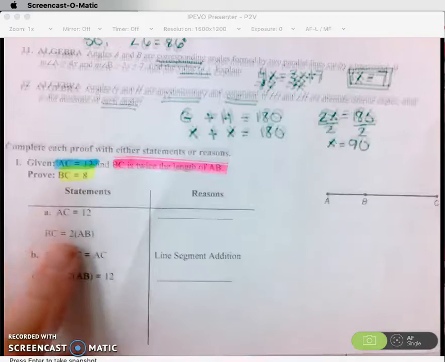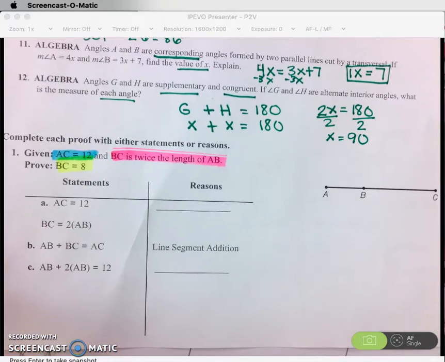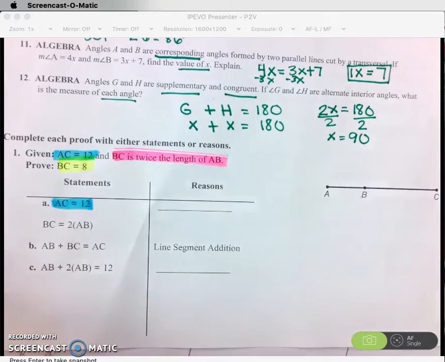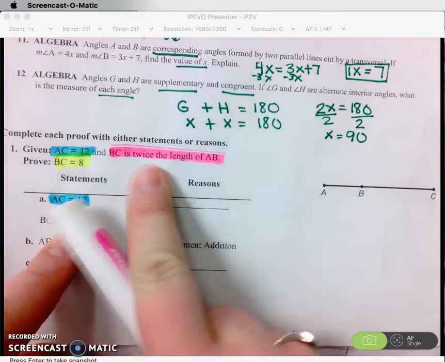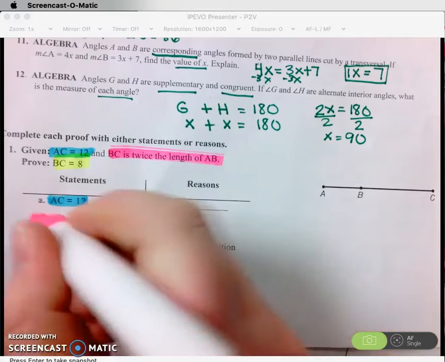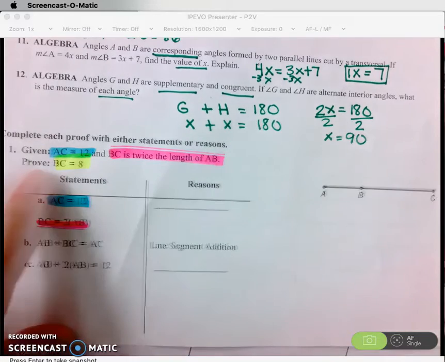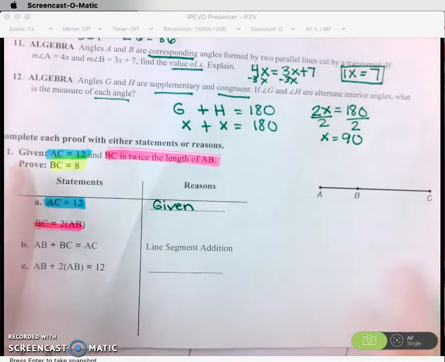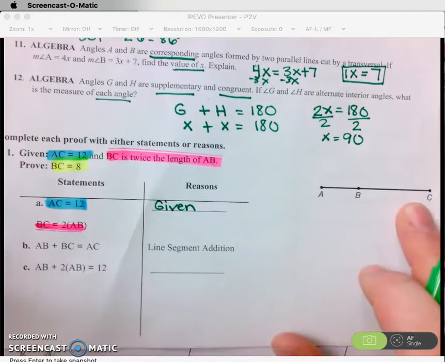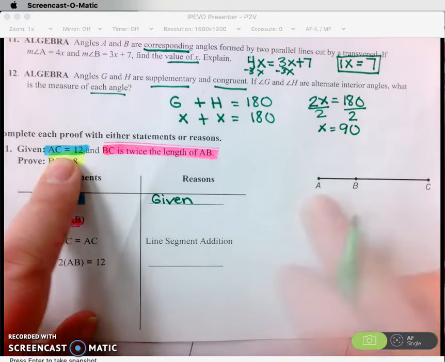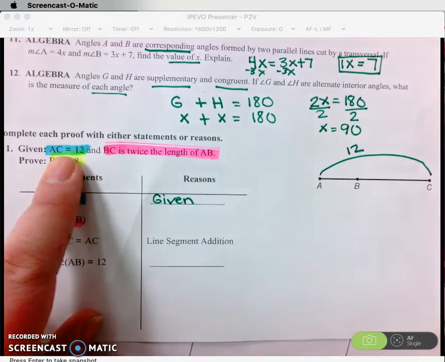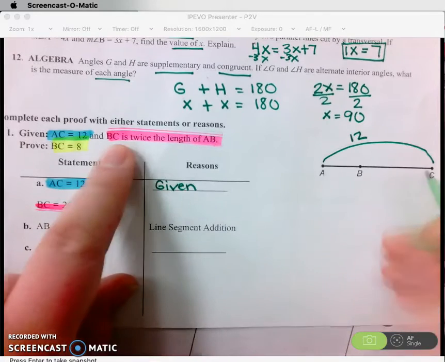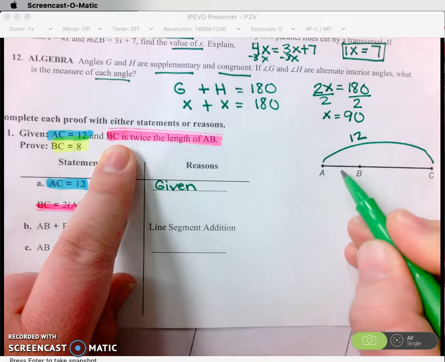Well, if I look, AC is equal to 12. And BC is equal to twice the length of AB. Well, that is my given information. So this first one is going to be given. Okay, so over here, this is what we're going to be using. AC, the whole thing from here to here, is 12. Now this BC is twice the length of AB.